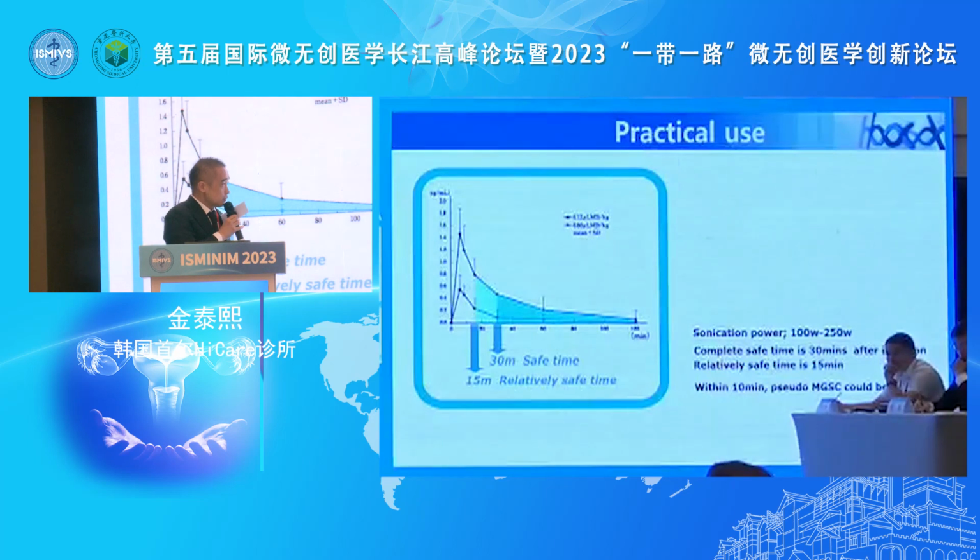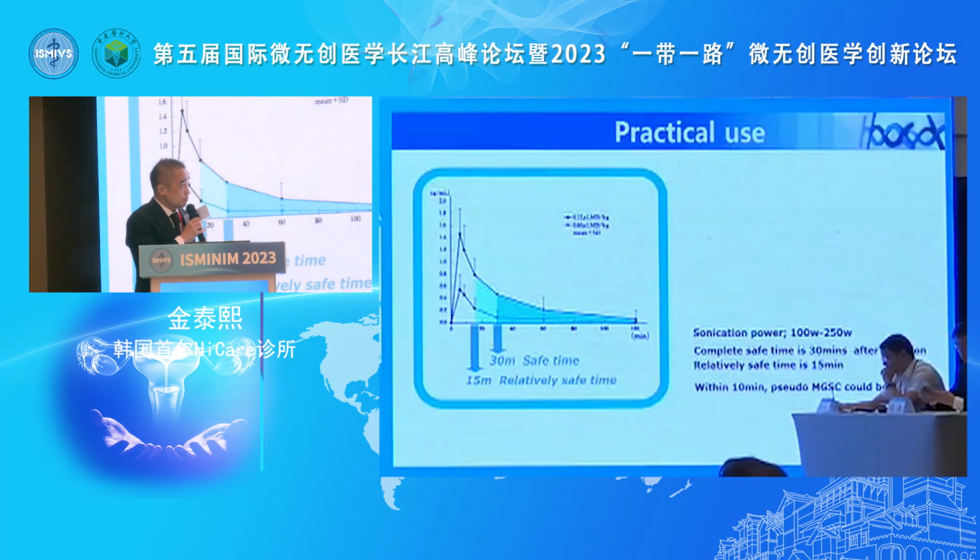This sonication power is enough to ablate uterine myoma and fibroid. Now for pancreatic cancer, I usually use a sonication power of 80 watt to 150 watt.